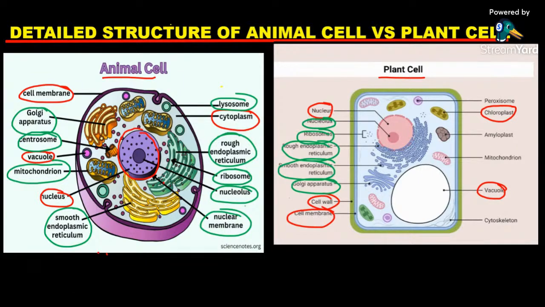And these are the ones also we are going to look at. These are the detailed parts of plant and animal cells. Now, at this point, what is important? Which part do you consider when it comes to exams?